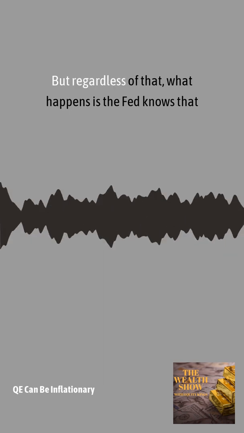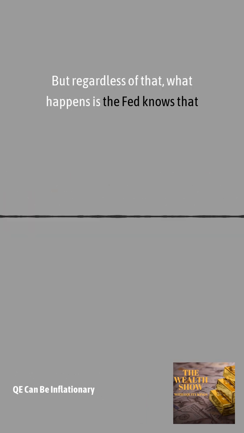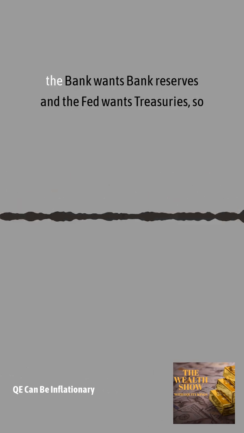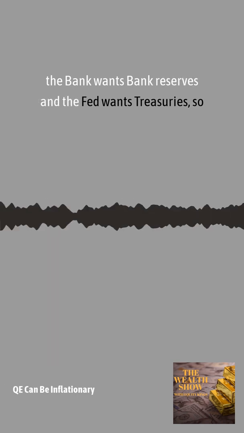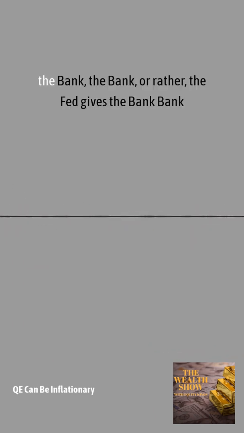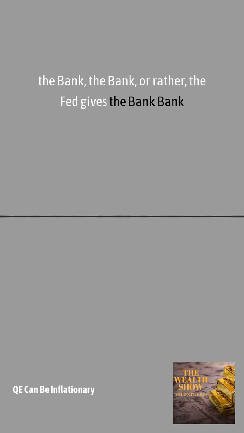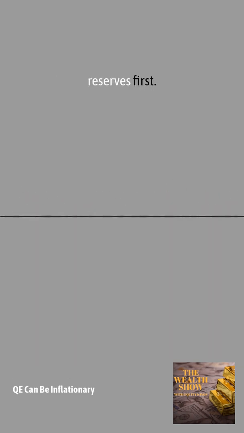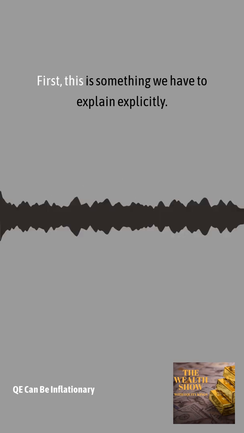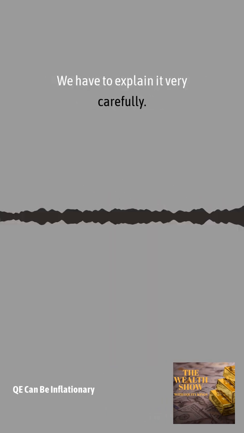But regardless of that, what happens is, the Fed knows that the bank wants bank reserves and the Fed wants treasuries. So the Fed gives the bank reserves first. This is something we have to explain explicitly. We have to explain it very carefully.